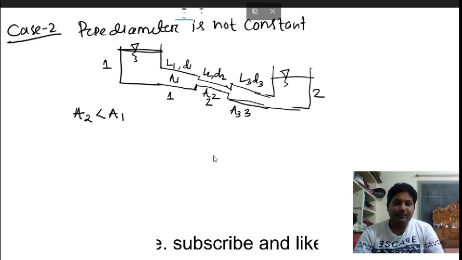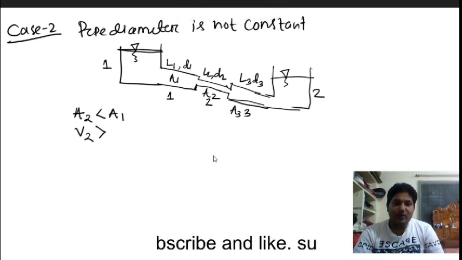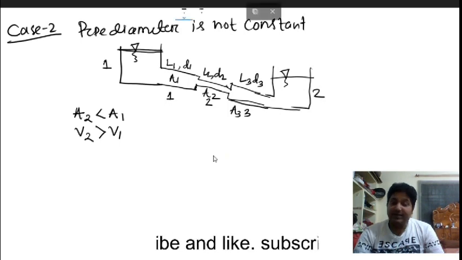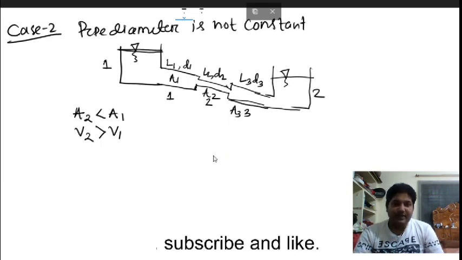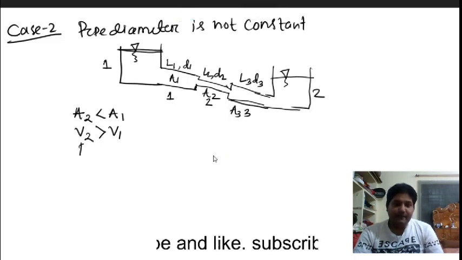The velocity at section 2 will be more than the velocity at section 1. As the cross sectional area decreases, the velocity of flow increases based upon the continuity equation. The same mass has to flow through a narrow area, so the velocity should be high so that all the mass moves at a time. So the pressure at point 2 will be less than the pressure at point 1.